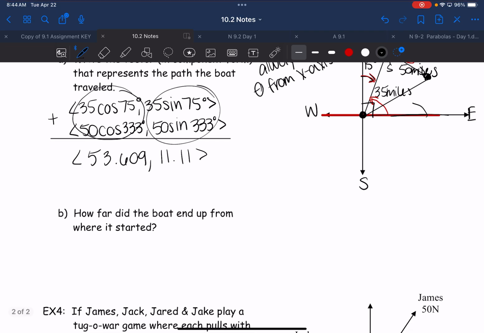Then part B of the same question says how far did the boat end up from where it started? So now we're talking distance, or magnitude. And do you guys remember from last lesson what we do to find magnitude? Right, we're going to square those two pieces from our vector and put them underneath the square root and add them together. So that's going to be the square root of 53.609 squared plus 11.11 squared.